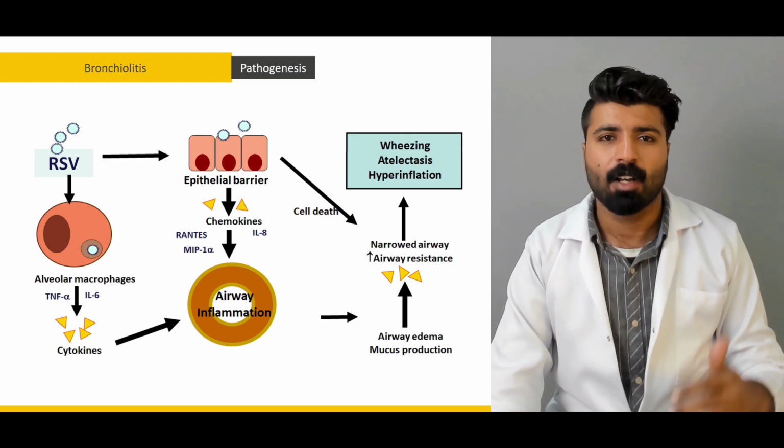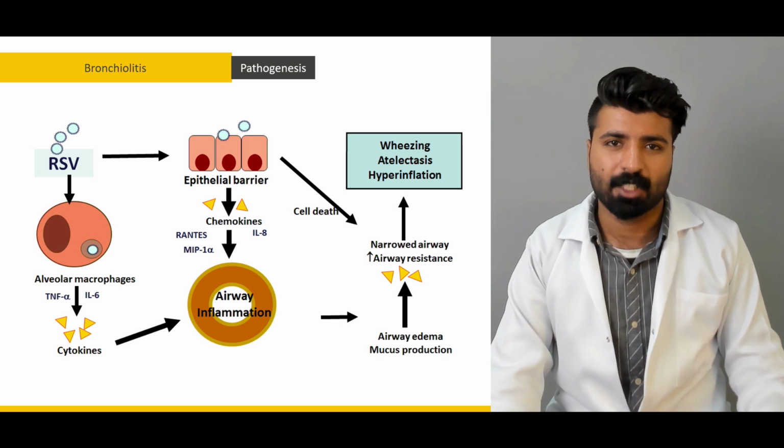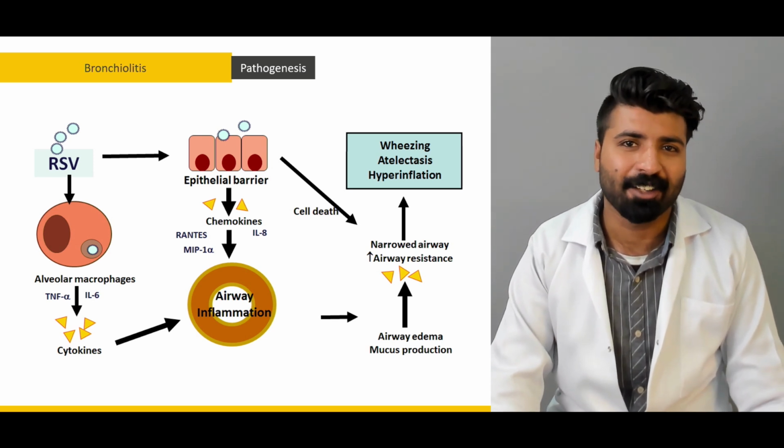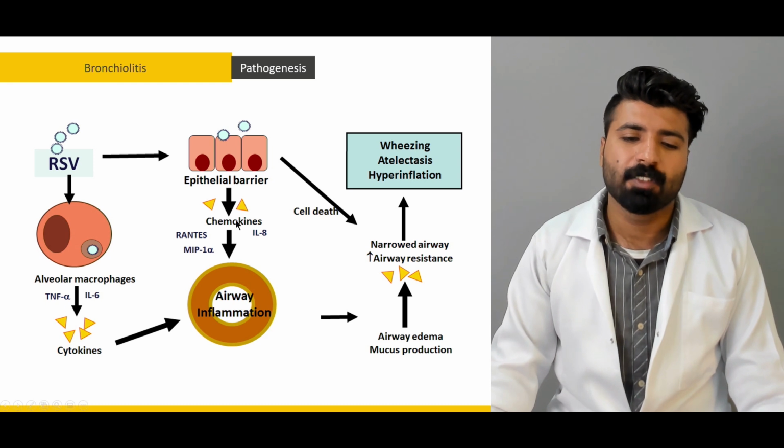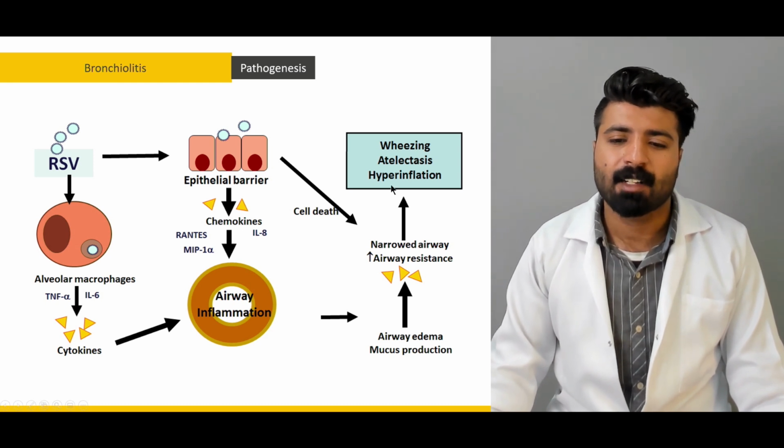This is the whole pathogenesis of the system. First of all, RSV came in, it is engulfed, or at least an attempt is made to engulf it, and then all of these mediators were released, and that led to wheezing, atelectasis, and hyperinflation.